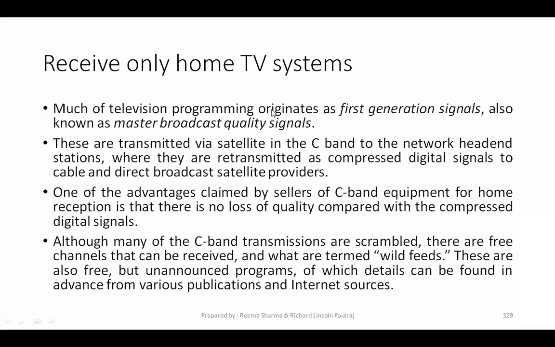Much of the television programming originates as first generation signals, also known as master broadcast quality signals. So initially, whatever signal comes through was termed master broadcast quality signals. These signals are without any distortions, which means high quality, the first-hand signal. These are transmitted via satellite in the C band to the network head-end stations where they are retransmitted as compressed digital signals.